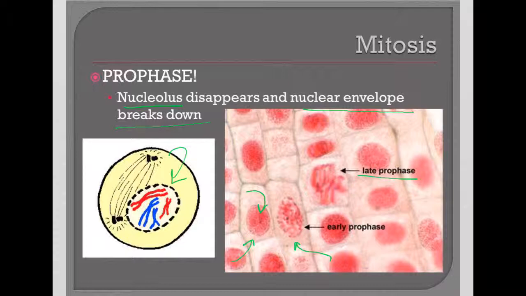And then in late prophase, you can see very clearly these linear chromosomes, and they are not in a perfectly round nucleus shape. This blotchiness in the early prophase one is where we are starting to get some of that condensing.